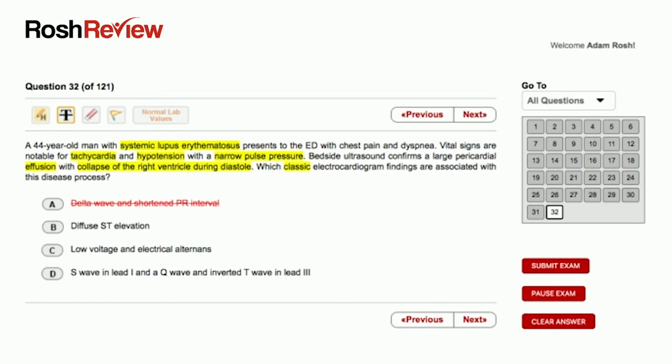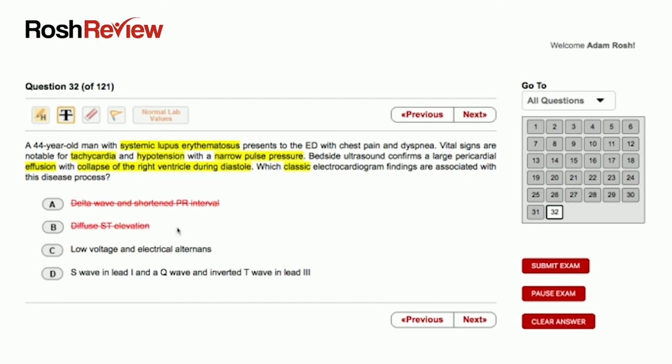Answer choice B, diffuse ST elevation. Whenever I hear ST elevation, right, we immediately go to myocardial infarction. In this case, when it's diffuse, it's associated with acute pericarditis. So pericarditis is not what we're seeing here, although pericarditis is associated sometimes with a pericardial effusion. In this case, what we have is pericardial tamponade. So we have an effusion that is having a much greater effect on the heart and the circulation. So we're going to cross off diffuse ST elevation.